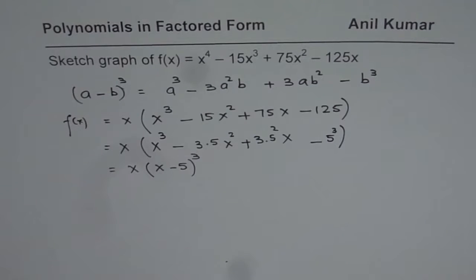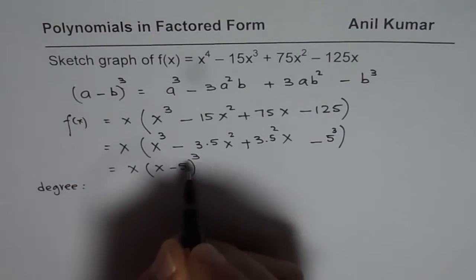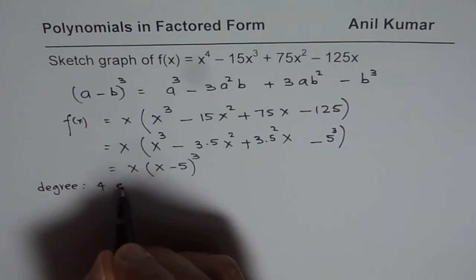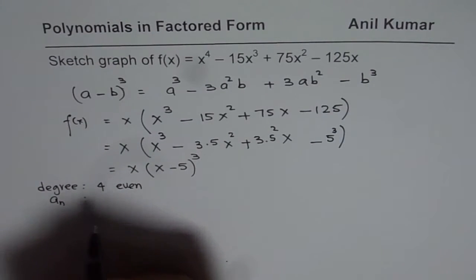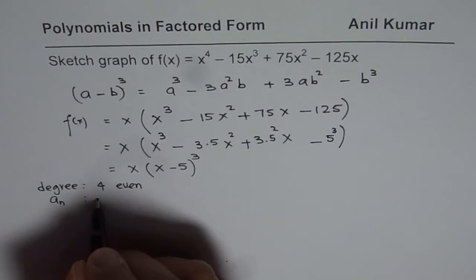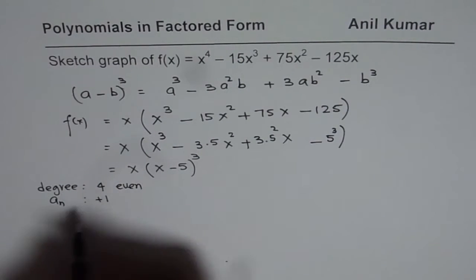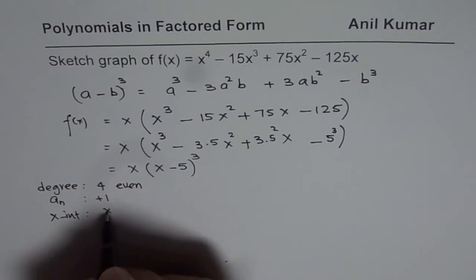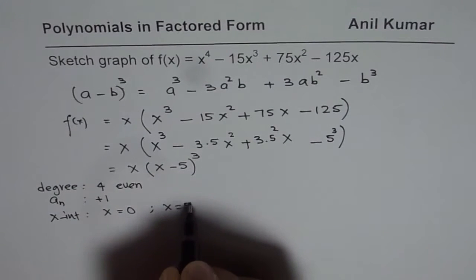Once you have factored, it's kind of simpler. Now you need to write down what the degree is. So we know degree is 3 plus 1, 4. So it's even degree, right? Leading coefficient, let me write a_n. Leading coefficient is 1, so it is positive. And then we can find x-intercepts. We have 2 here. One is x equals 0. The other one is at x equals 5.